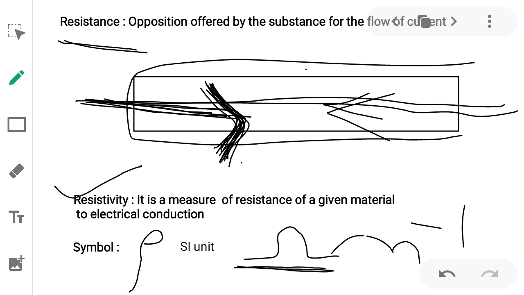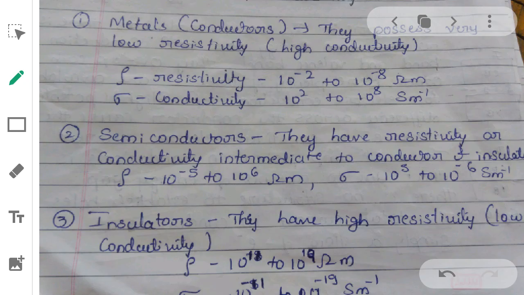Ohm is the SI unit of resistance. Meter is the SI unit of length. On the basis of these SI units, resistivity can also be defined as resistance per unit meter. Resistance per unit meter is also resistivity.